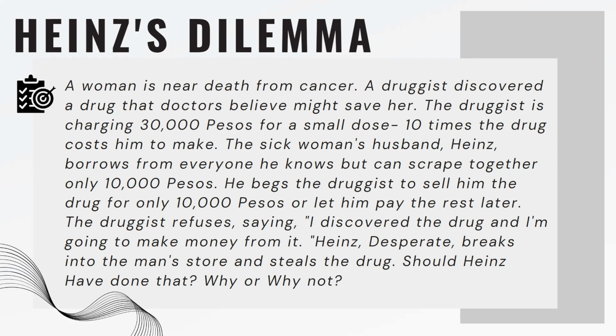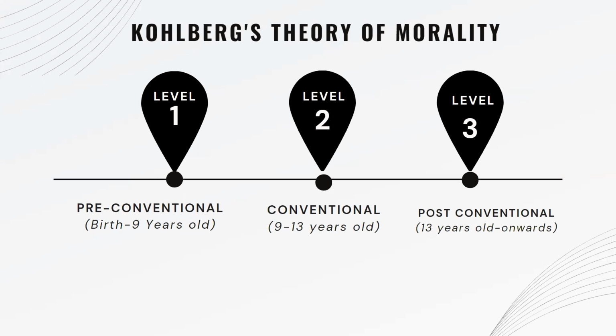So the druggist refuses, saying na siya yung naka-discover ng drugs, and he's going to make money from it. So Heinz, desperate, breaks into the man's store and steals the drug. Ninakaw ni Heinz yung drug na makakapagpagamot sa kanyang asawa. So, ano yung dapat gawin ni Heinz? Should Heinz have done that? Why or why not? Ito yung magiging basis natin in discussing Kohlberg's theory of moral development, wherein we have three levels, which are pre-conventional, conventional, and post-conventional.